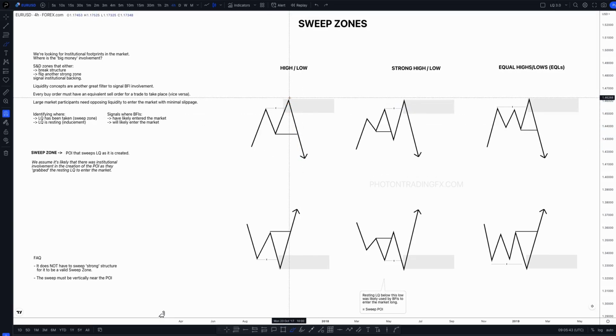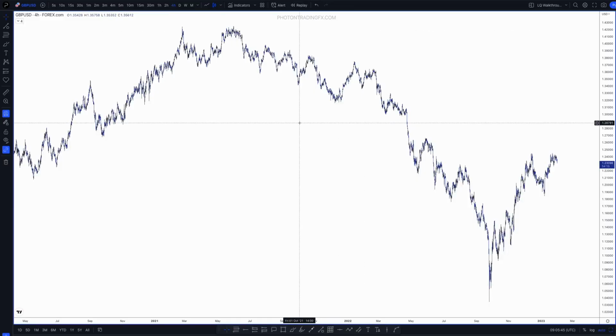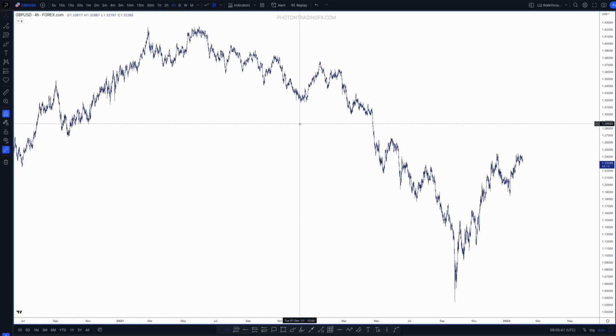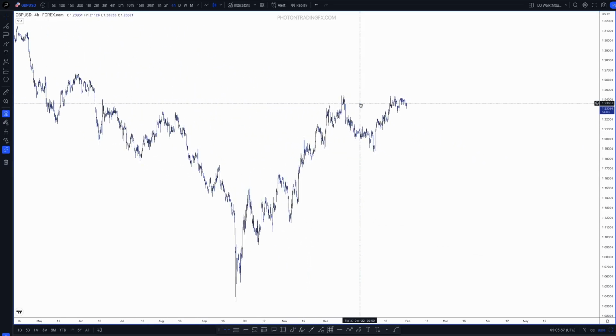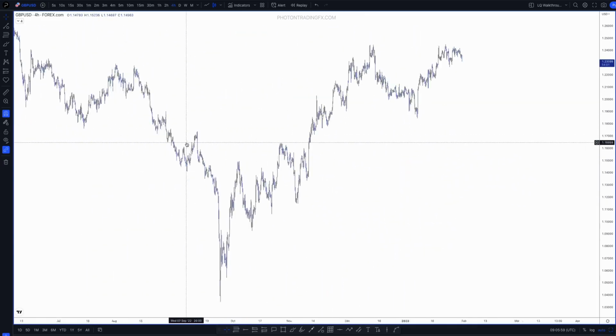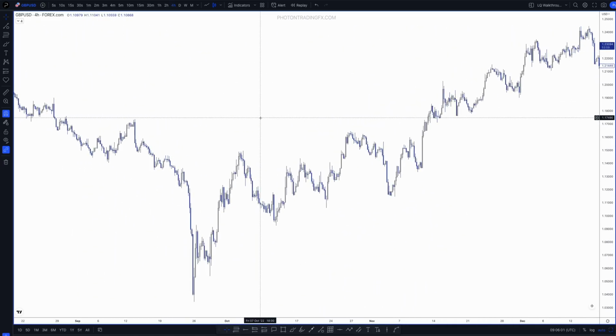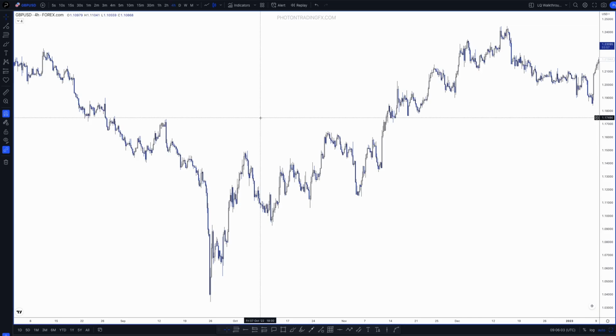Okay, so let's go and look at what these look like on an actual chart. I did get some requests to look at pairs other than EUR/USD, which is fair enough, just to show you how these concepts are universal and can be applied to any instrument or asset class. So let's zoom in to the recent price action.